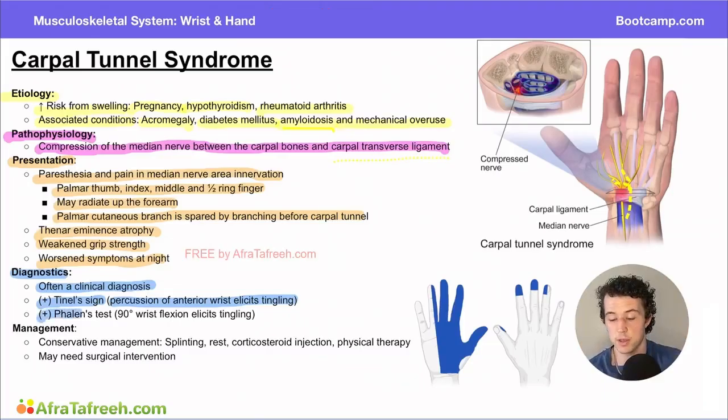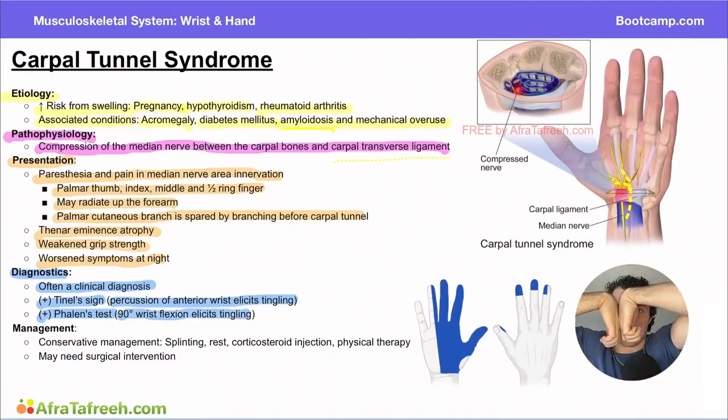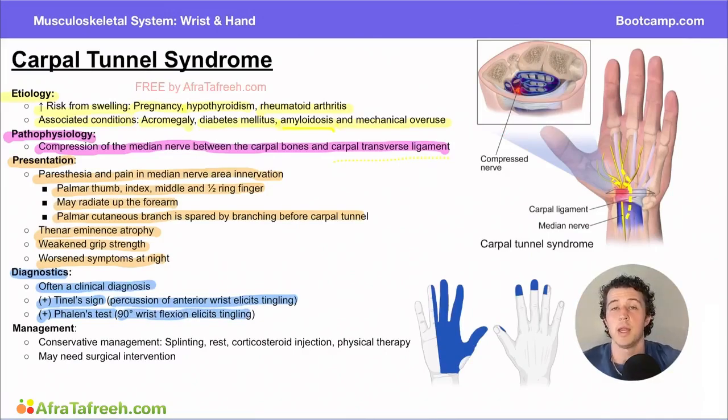Additionally, there is Phelan's test, in which 90-degree wrist flexion elicits tingling. Patients will be asked to hold the backs of their hands together like this, and they'll hold it for a while, and if holding that position elicits pain and tingling and worsens their symptoms, then that is another positive sign that leads us to carpal tunnel syndrome.